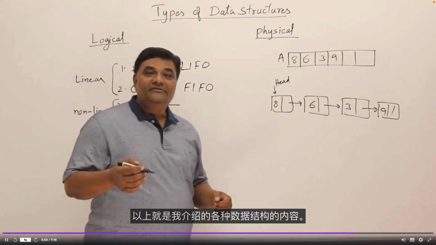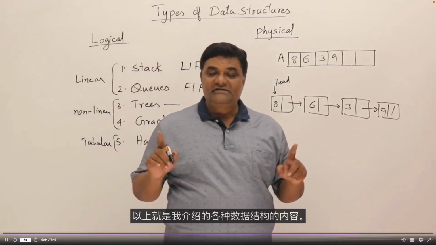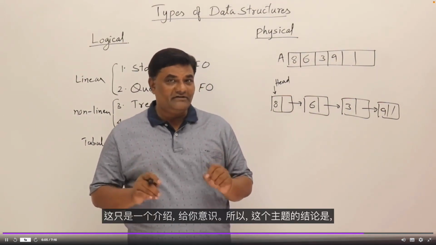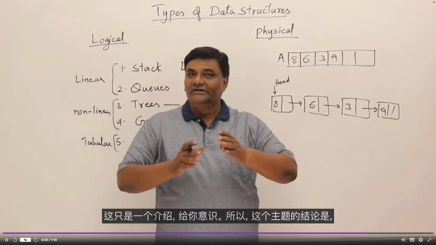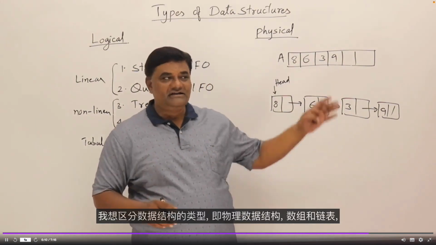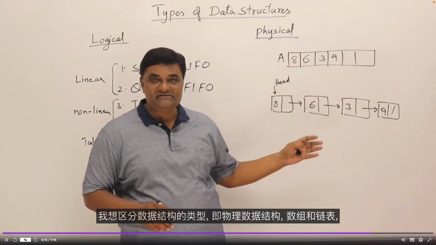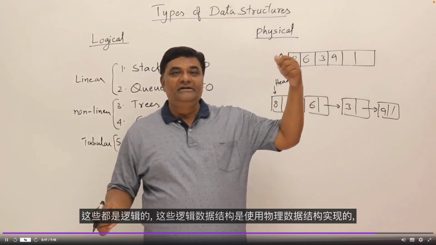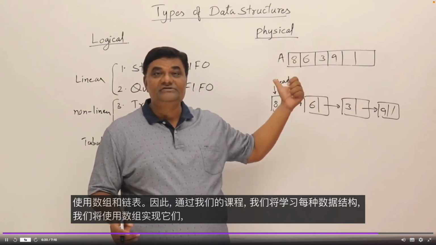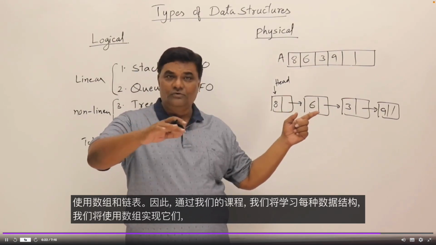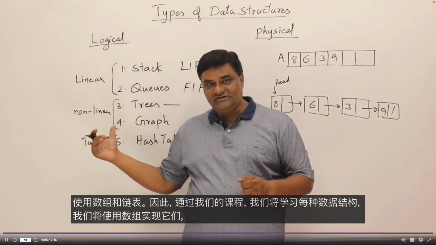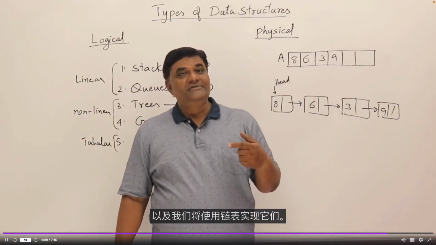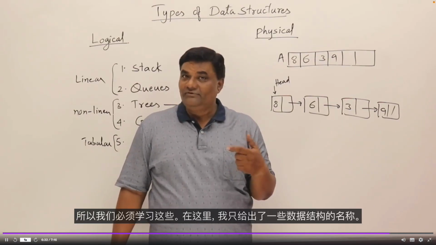So that's all. I have given the introduction of various types of data structures. I have categorized them. This was just the introduction to give you awareness. So the conclusion of this topic is I wanted to differentiate the types of data structures, that is physical data structures, array and linked list, and these are logical. And these logical data structures are implemented using physical data structures, either using array or linked list. So throughout our course, we will learn about each data structure and we will implement them using array as well as using linked list. So we have to learn this.